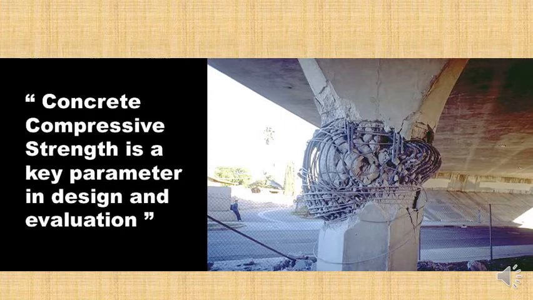This is a collapsed bridge pier, and you can see that it's failed in compression. It's been squeezed and it's broken. Now, the reason why that bridge pier failed was there was damage to it. There was a large crack in the concrete, which actually had been caused by a car driving into it.